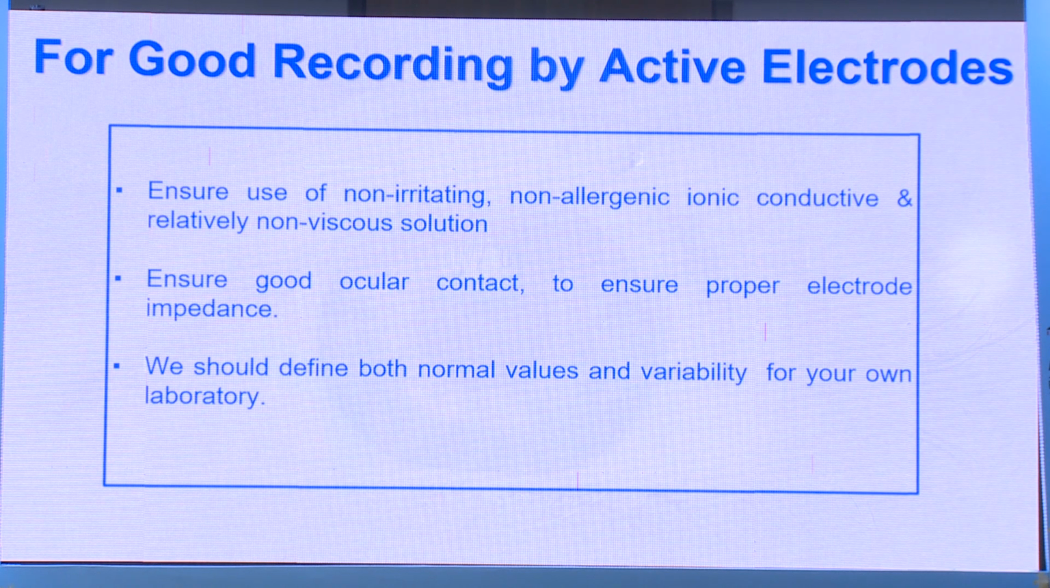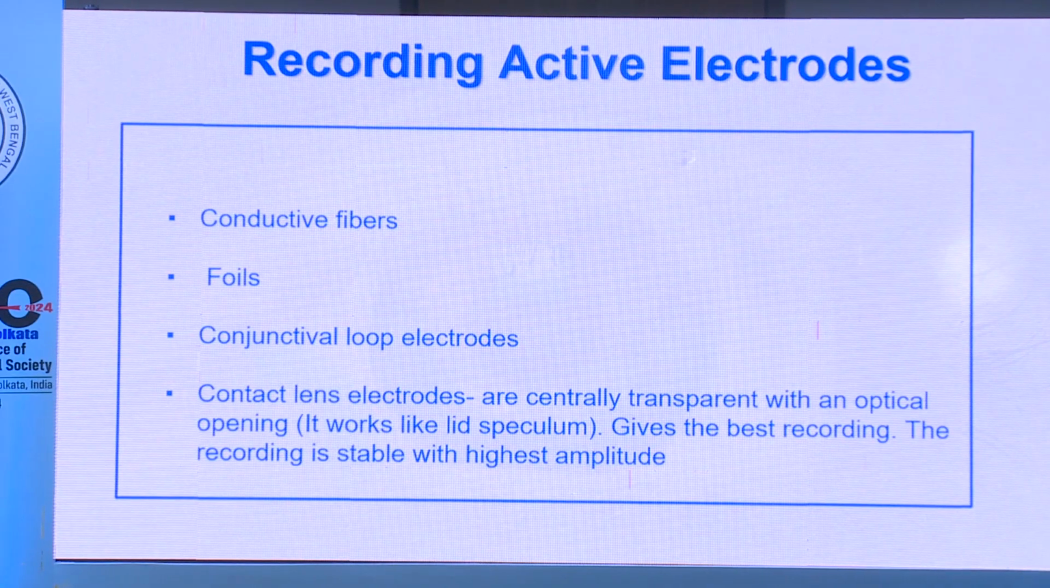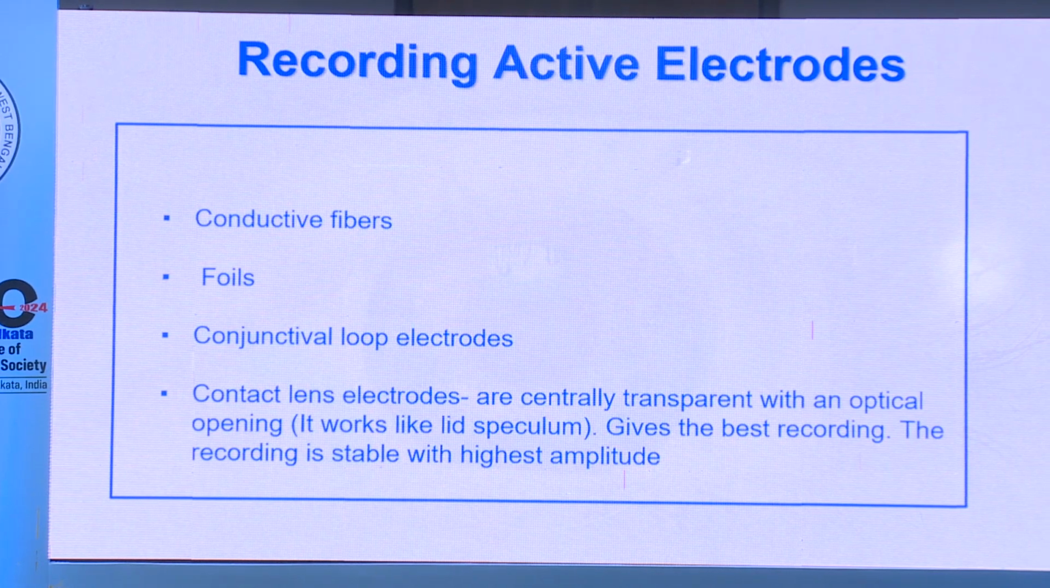For a good recording by an active electrode, one has to ensure the use of a non-irritating, non-allergic, ionic, conductive, and relatively non-viscous solution, a good ocular contact to ensure proper electrode impedance, and we should define both the normal values and variability for our own laboratory. Now, active electrodes basically can be of conductive fibers, foils, conjunctival loop electrodes, and contact lens electrodes. These contact lens electrodes are centrally transparent with an optical opening, just work like a lid speculum, give the best recording, and the recording is stable even with higher amplitude.